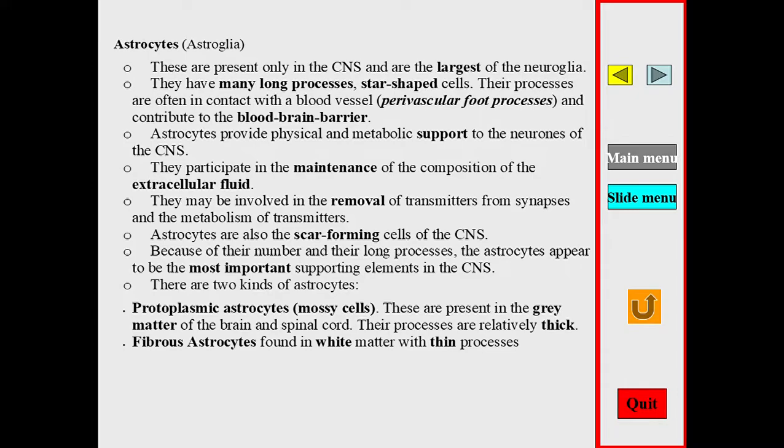Let's start with the astrocyte or the astroglial cells. Those are the most abundant types of cells within the central nervous system. As their name indicates, astra or aster means star shape. They are star shaped cells. They contain long cellular processes with a star shape, and some of those processes form perivascular foot processes, and those perivascular foot processes contribute to the blood-brain barrier. They communicate directly with the blood.